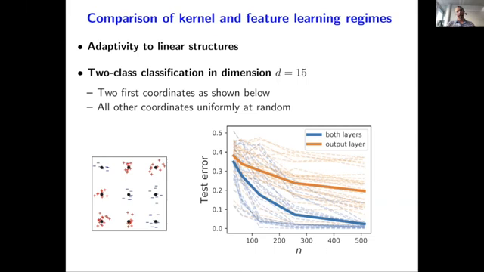You have the L1 effect, which is appearing there, whereas for the orange curve, you have two layers, you only optimize over one layer, and hence you don't do adaptivity, and you get perturbed by the 15 noisy dimensions. It's just a way to highlight the fact that you have some adaptivity to linear structures.